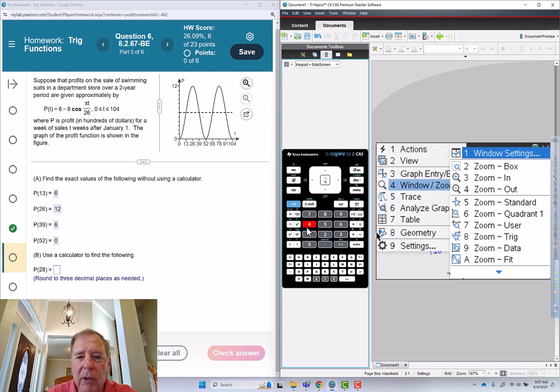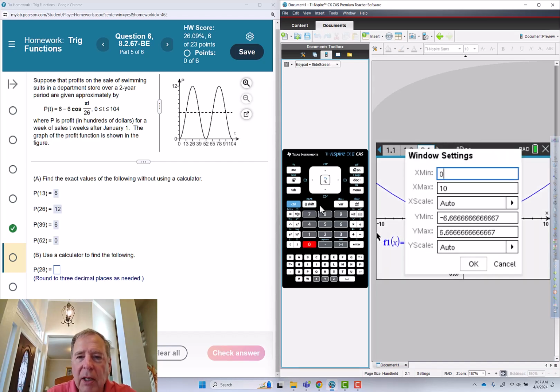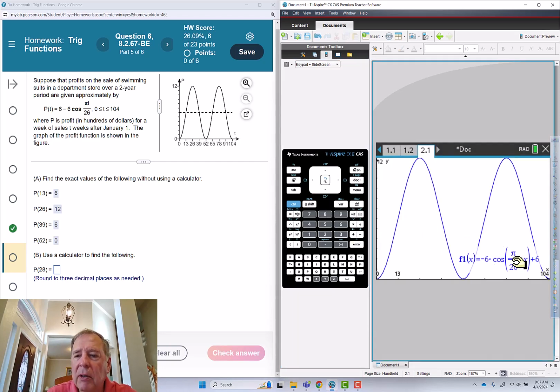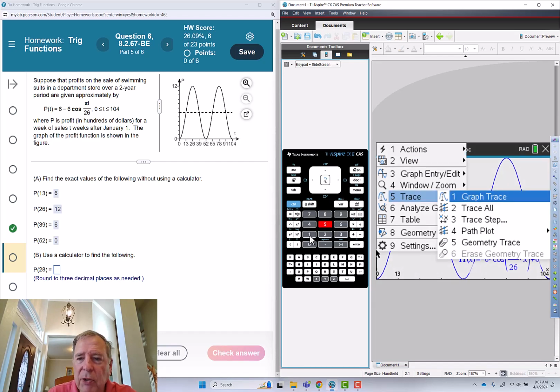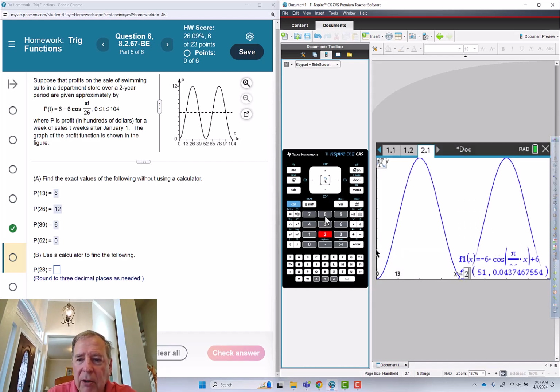Menu 4 for window and zoom, 1 for window settings. 0 to 104, and it looks like they're putting tick marks every 13, and then 0 to 12, and I'm going to put the tick mark every 1. This is a wider rectangle, so it's going to look a little bit different. A couple of different things I can do. I can go menu 5 for trace, 1 for graph trace, and put in 28.